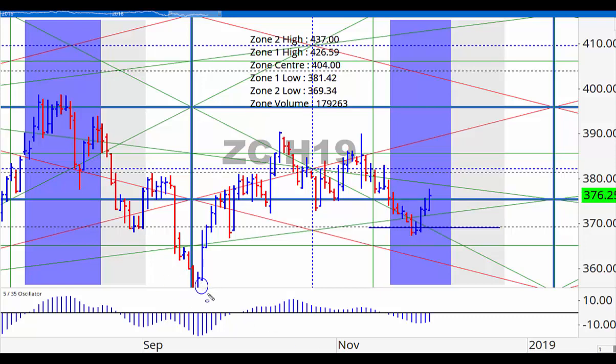Early in September, the market made a significant low, followed now by a new higher low. And if this higher low at 370 is able to hold, we do anticipate at the very least that the market can make a run back up to about 390, where resistance once lived in the past.